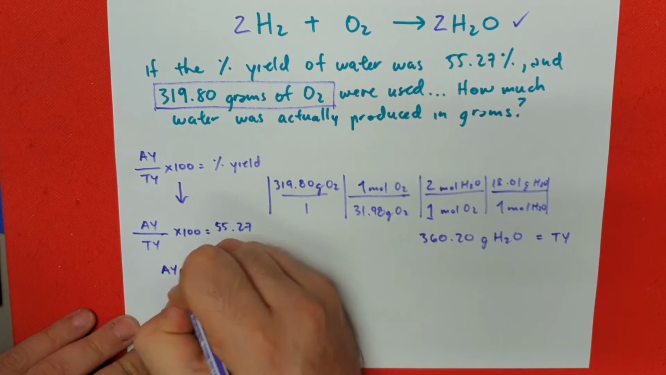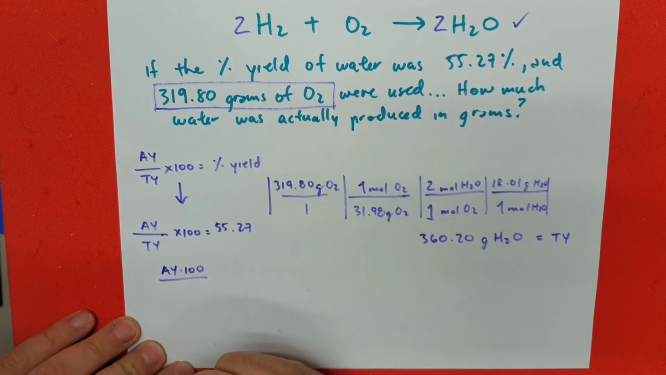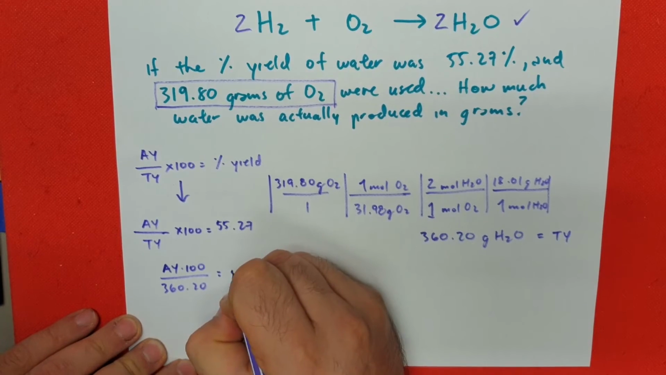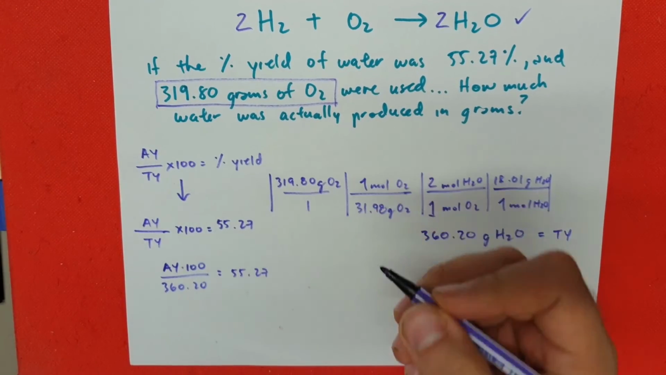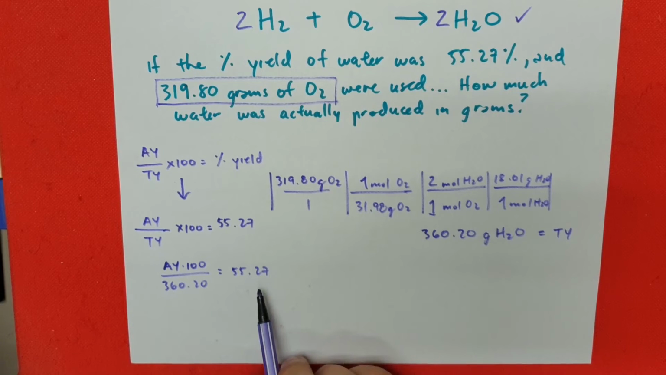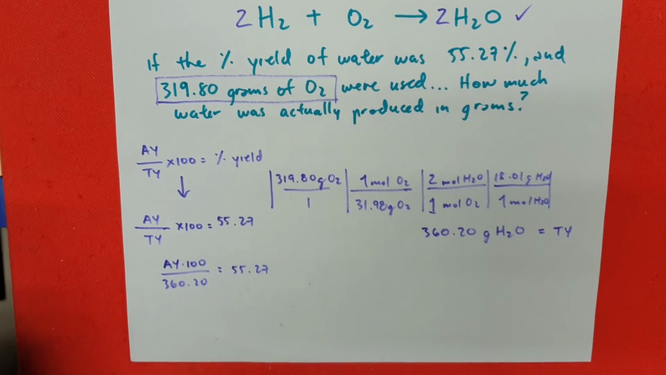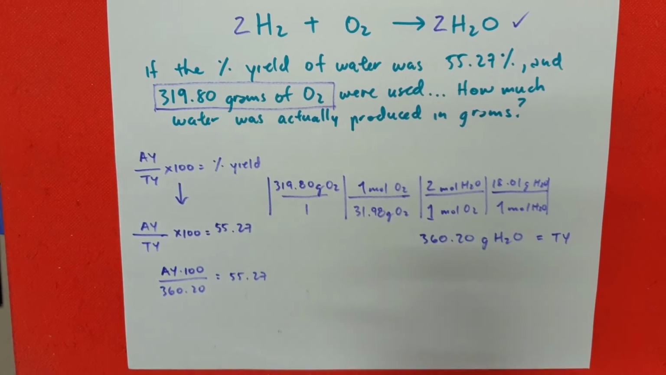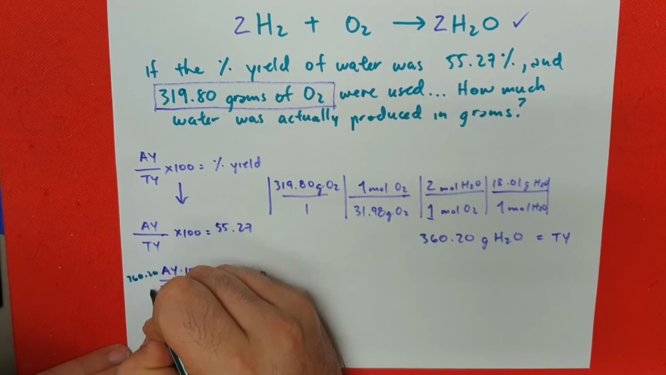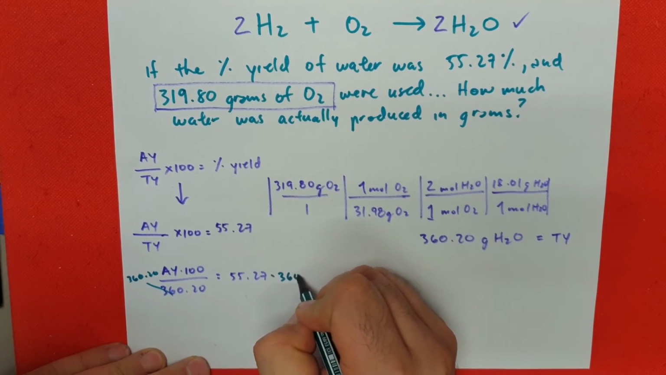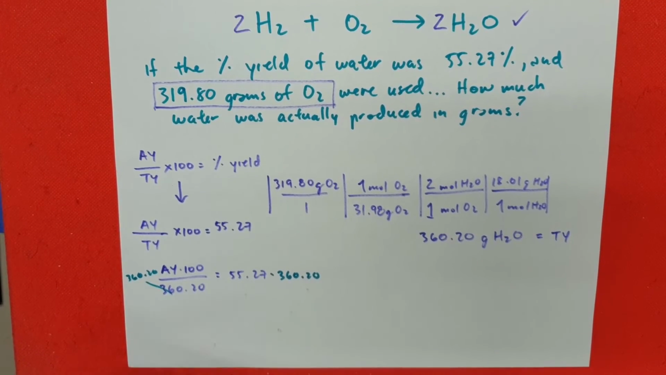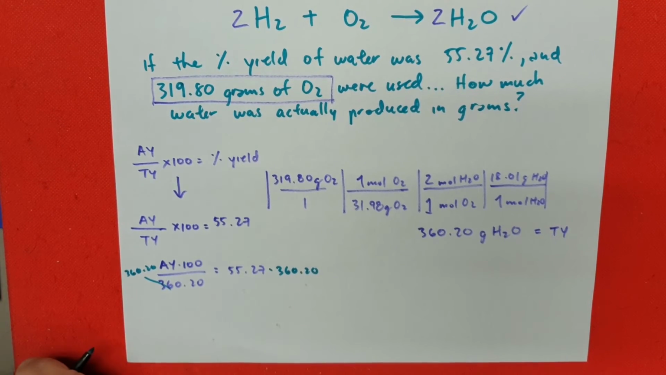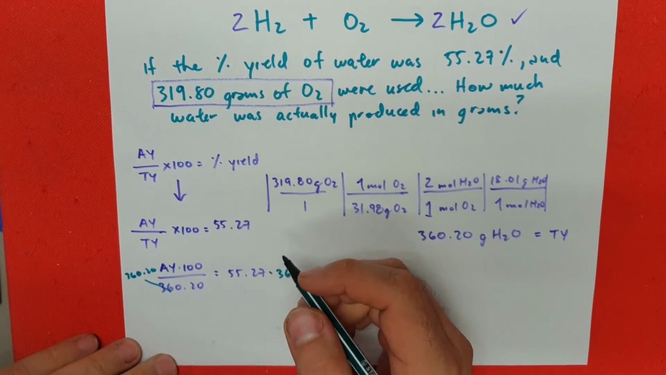So AY times 100 divided by 360.20 is equal to 55.27. So I'm going to switch this 360 to the other side by multiplying. And I'm going to do that in another color so that it's a little bit more clear. So I multiply on both sides by 360.20 to cancel it out. So we have 55.27 times 360.20 gives us a big number.